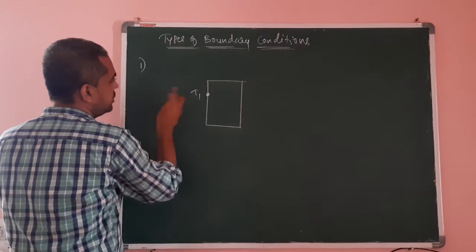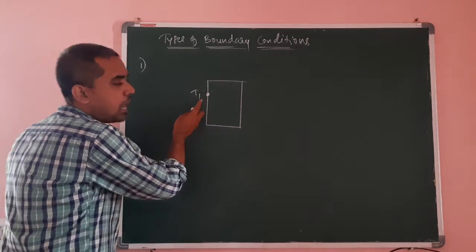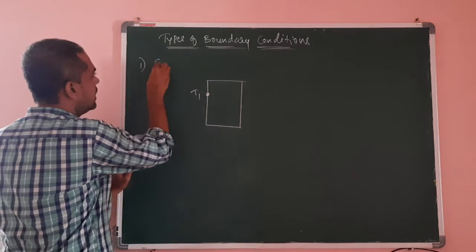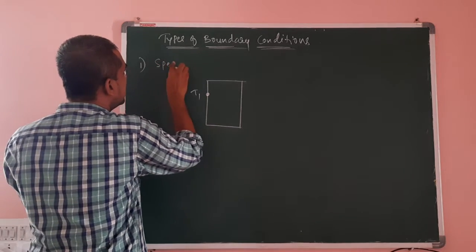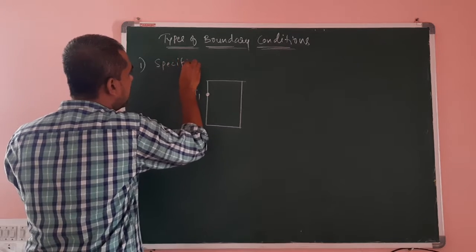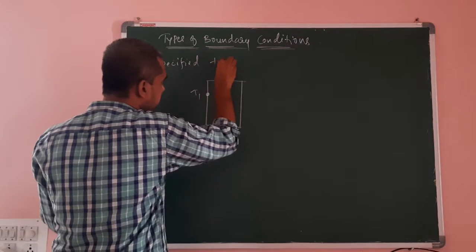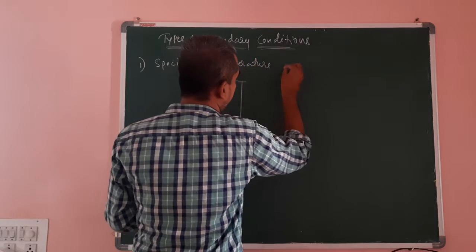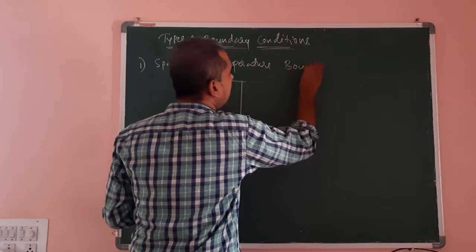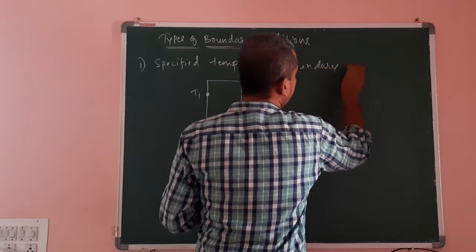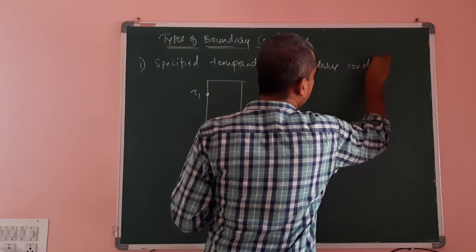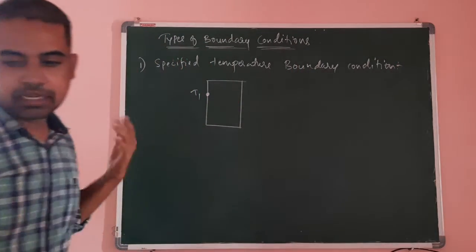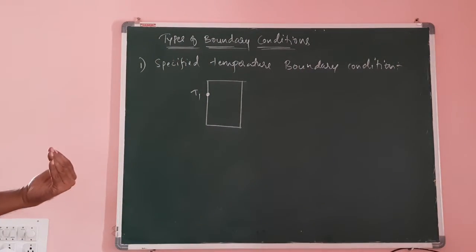The first type of boundary condition is this one, where we have specified the temperature. That is called the specified temperature boundary condition. Means at this point we have specified what the temperature is.